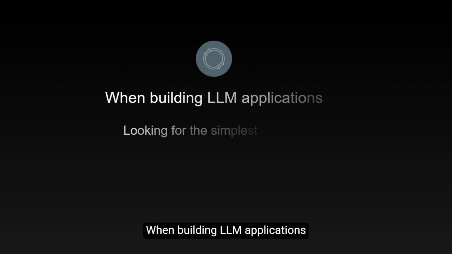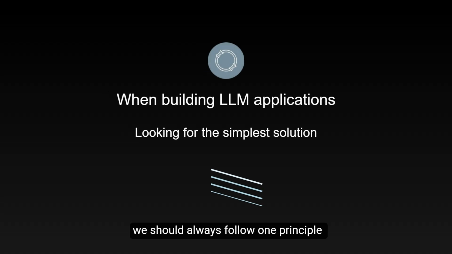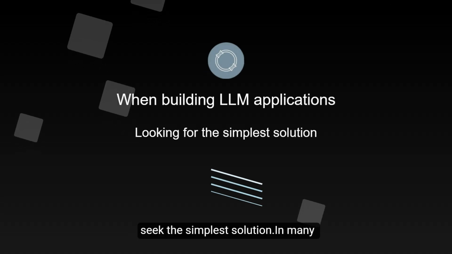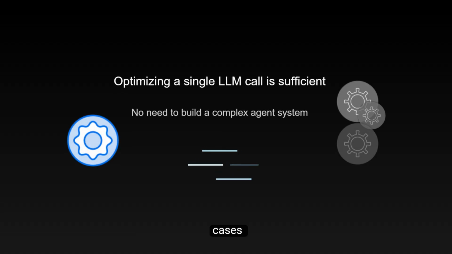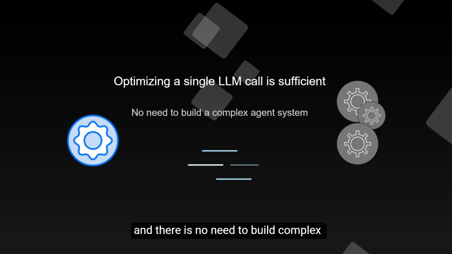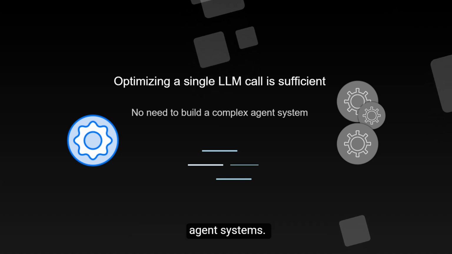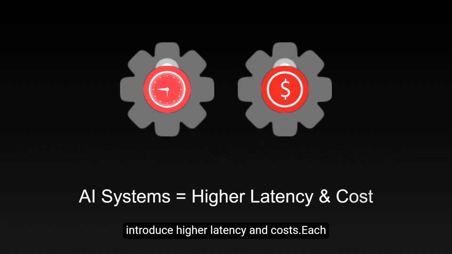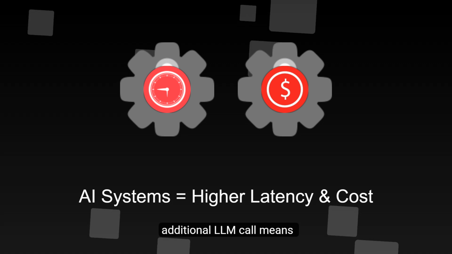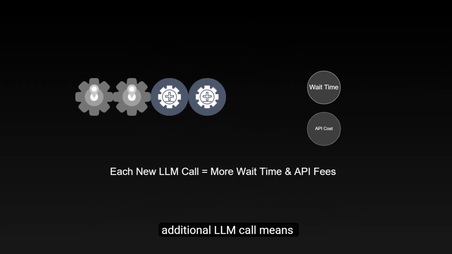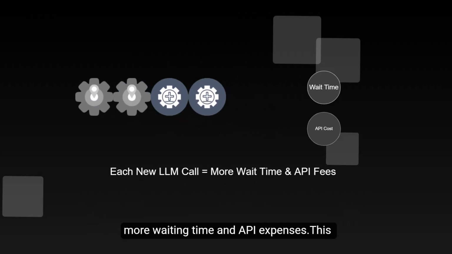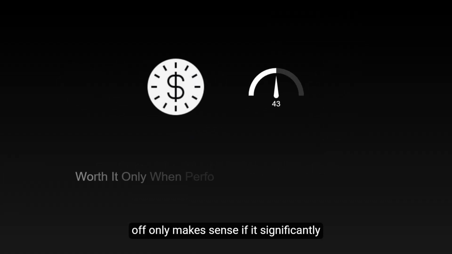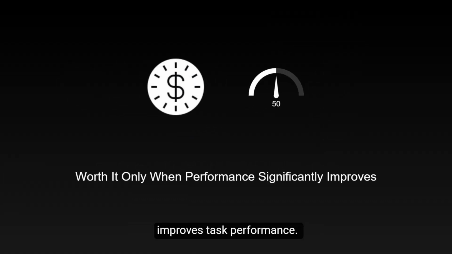When building LLM applications, we should always follow one principle. Seek the simplest solution. In many cases, optimizing a single LLM call is sufficient, and there is no need to build complex agent systems. Why should one be cautious when using multiple LLM calls? Because agent systems typically introduce higher latency and costs. Each additional LLM call means more waiting time and API expenses. This trade-off only makes sense if it significantly improves task performance.